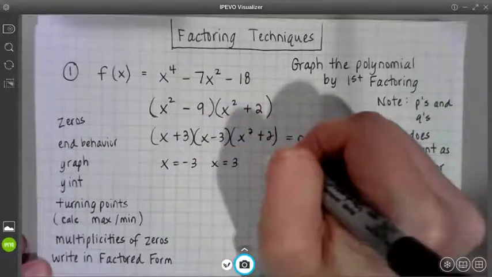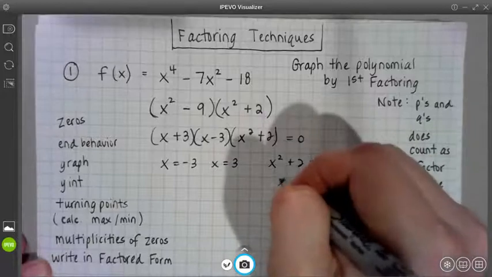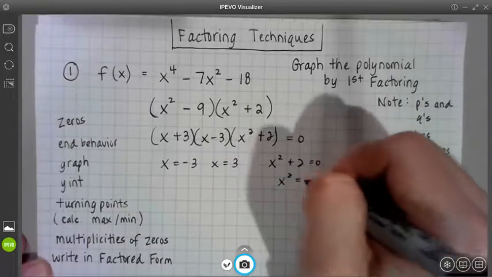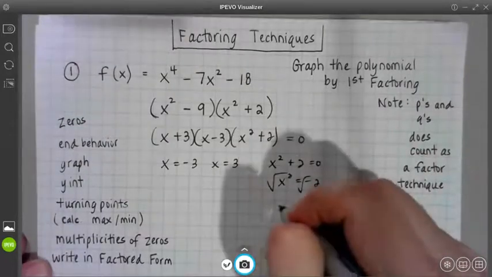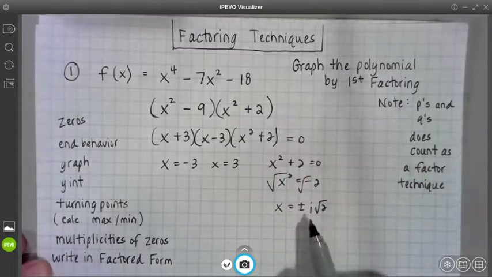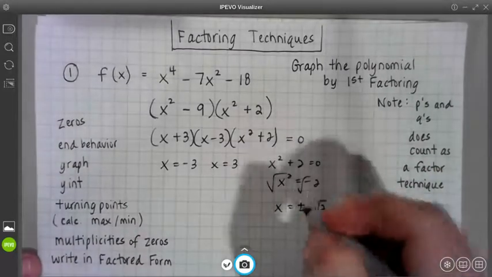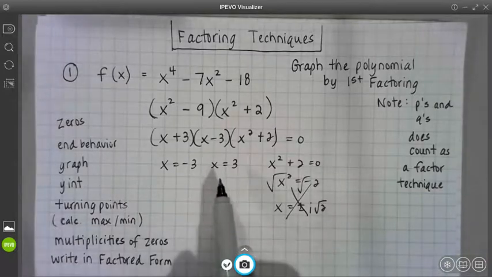If you set x squared plus 2 equal to 0 and solve, you subtract 2, and you're going to get x squared equals negative 2. You're taking the square root of a negative number. You're going to get x equals plus or minus i root 2. You're going to get an imaginary 0 here, which is not an x-intercept, so they don't even count. So all you'd have is negative 3 and 3 as your zeros, right?